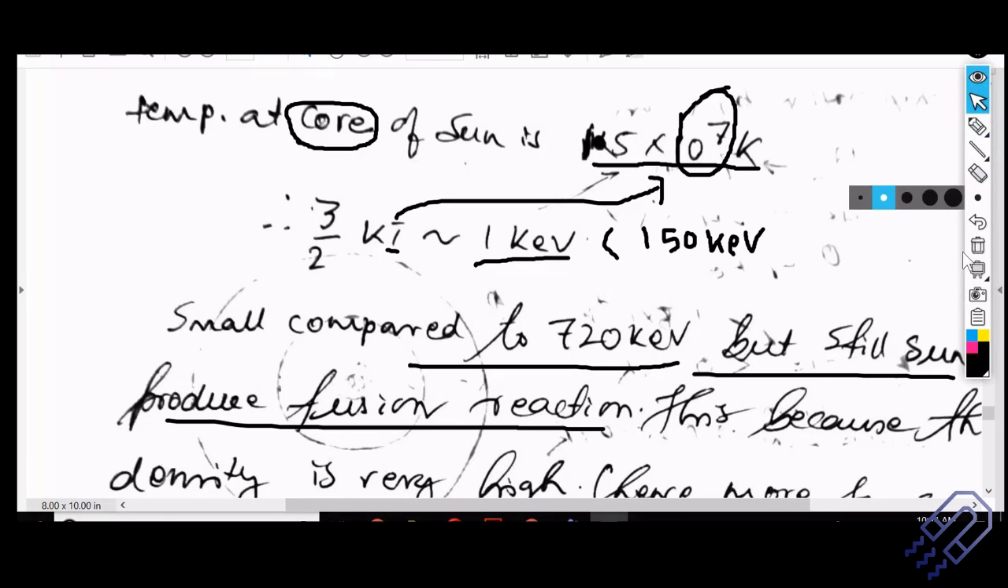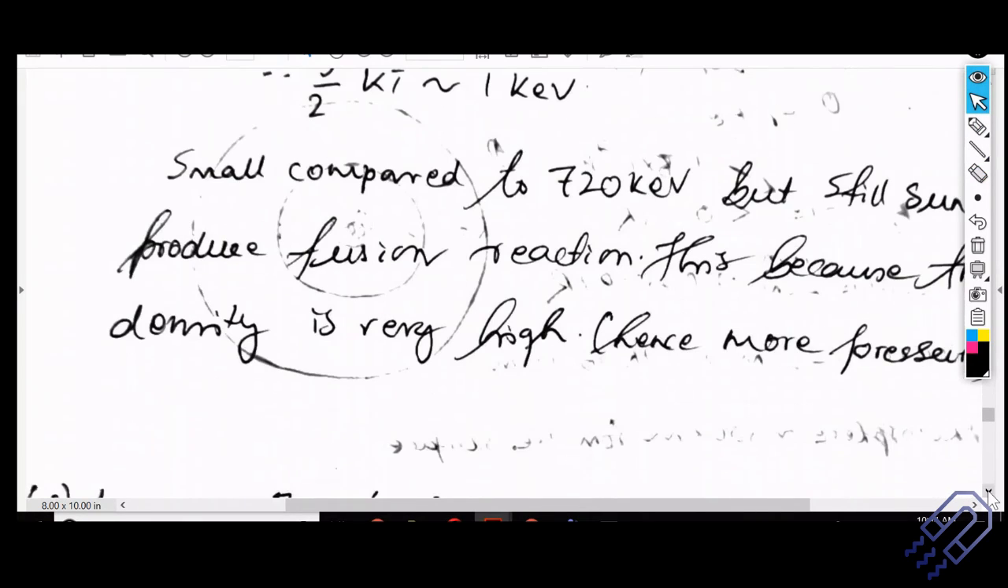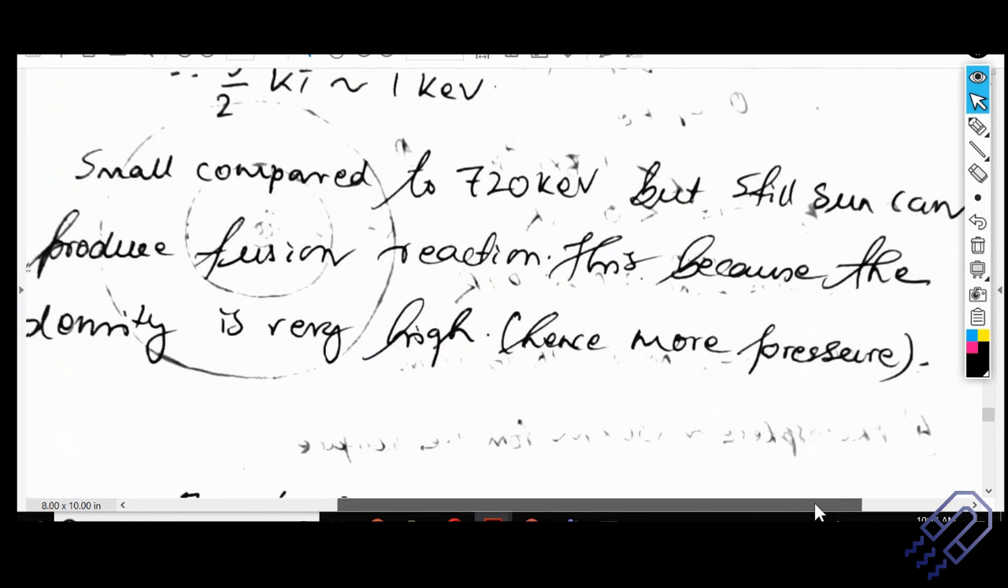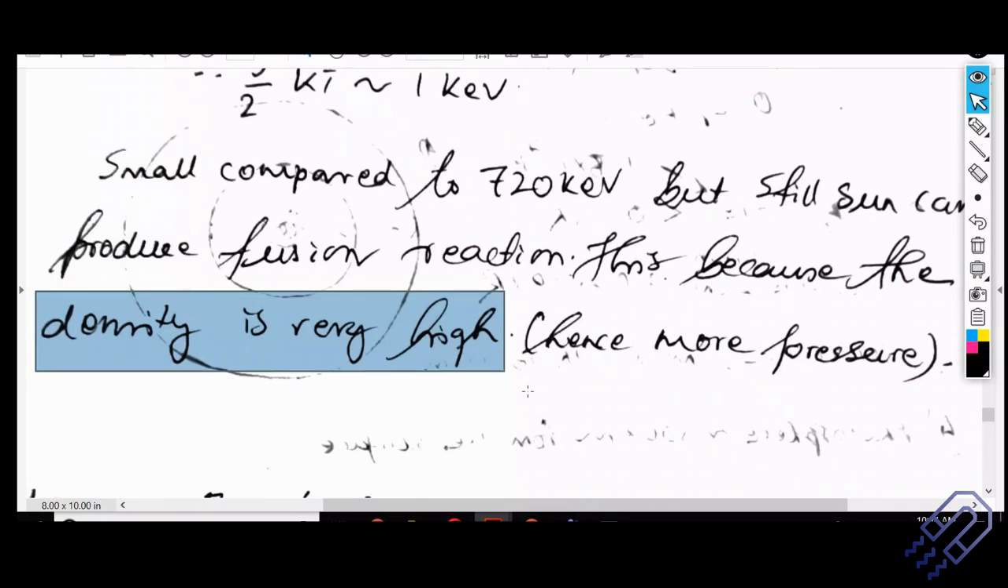So that is the idea that we have, and we have seen that this is possible, and that's why the fusion reaction happens in the sun. So the simple reason is the density is very high. So I think you can easily guess the question now: why does fusion happen in the sun even if the temperature is not as per the desired limit to overcome Coulomb repulsion? The answer is, at the core the pressure is really high because the density is high. Okay, so density is high, hence more pressure.